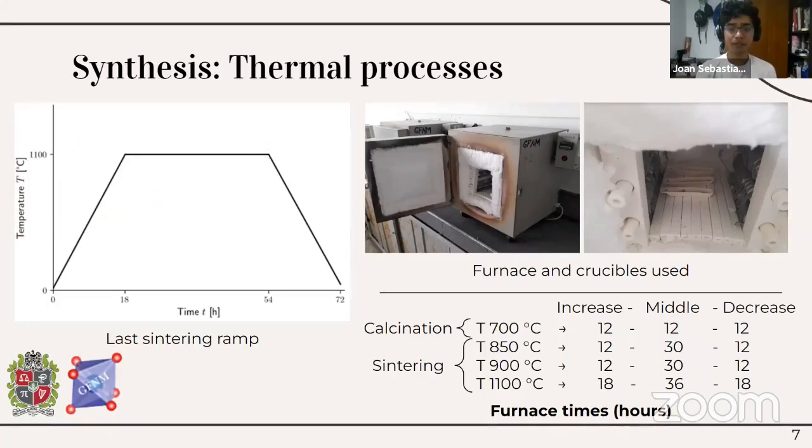We applied 3 different sintering ramps, and you can see the times that we used for each of them at the bottom right. Each of the ramps had the same shape as the one on the left. We increased from room temperature up to a high temperature value, kept that temperature for an interval of time, and then let the material cool down again to room temperature. At the right, you can see the furnaces that we used, the ones that we have at the laboratory in the Universidad Nacional. It is worth noting that we used alumina crucibles.